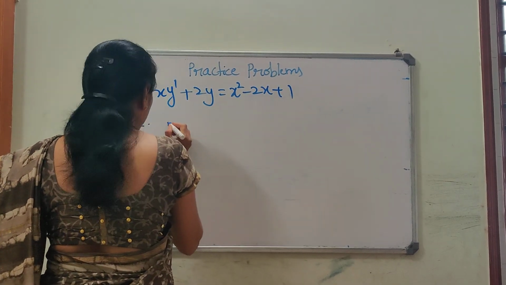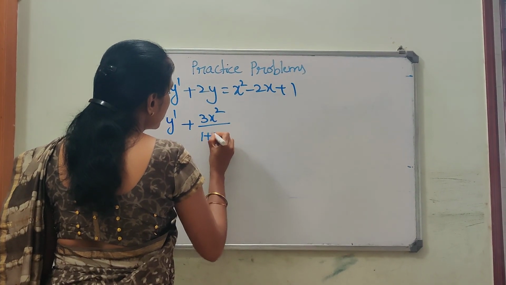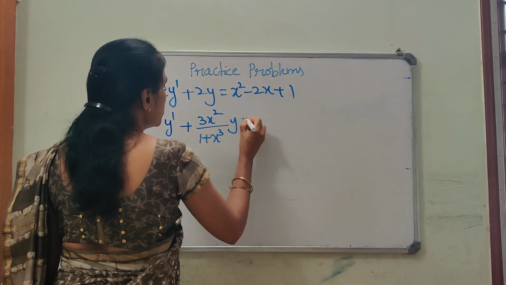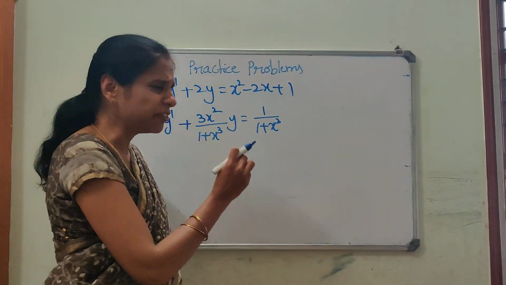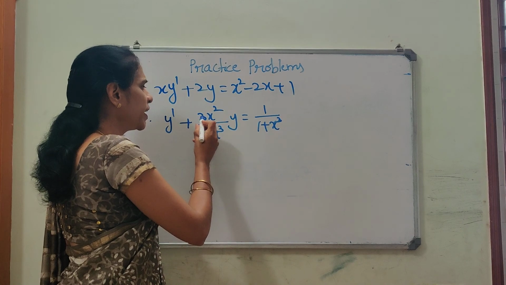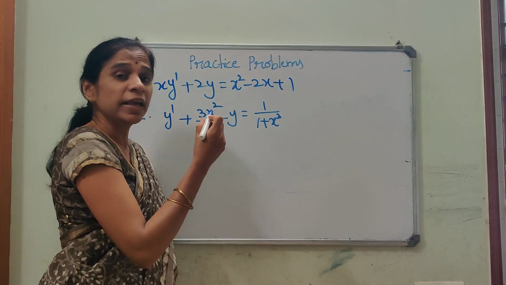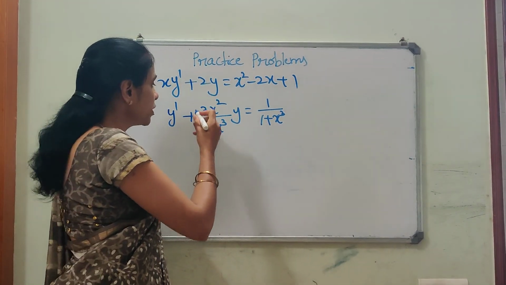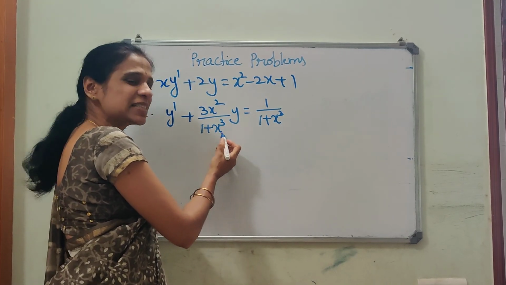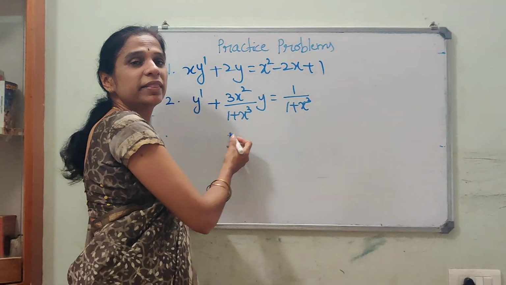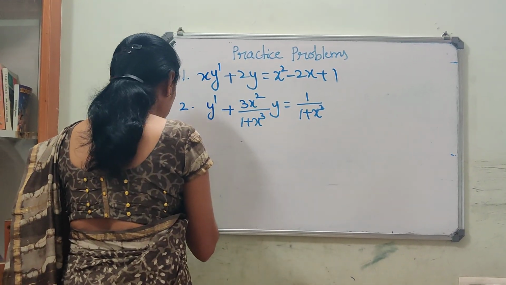Similarly, let me take one more problem, y dash plus 3x square by 1 plus x cube, y is equal to 1 over 1 plus x cube. Little different, your P will be 3x square by 1 plus x cube. Therefore, what you need to do is e to the power integration p dx becomes e to the power integration 3x square by 1 plus x cube dx, which is a simple integral. By substitution method, you can easily integrate 3x square by 1 plus x cube. So that was only a hint to solve this problem.